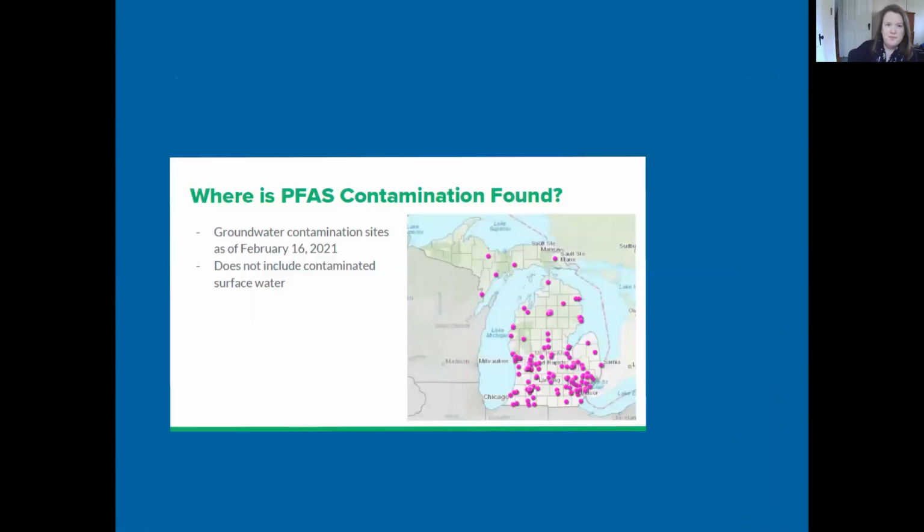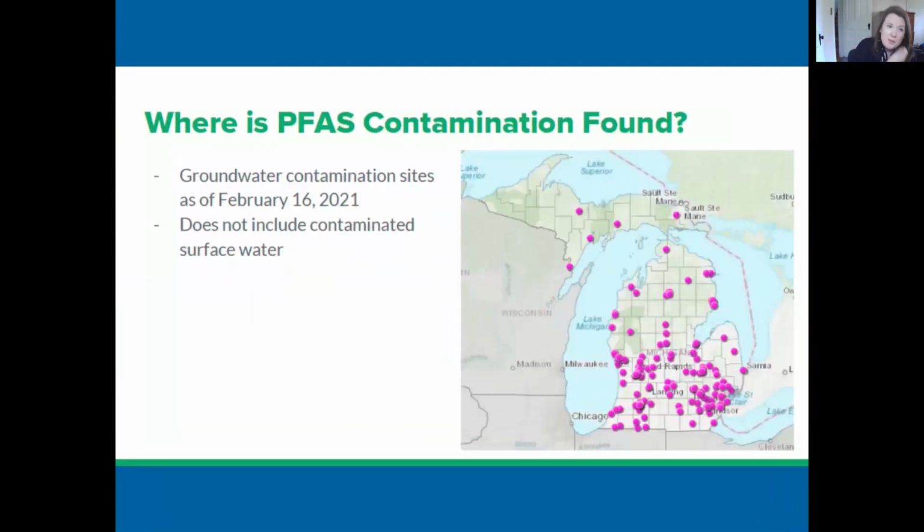There we go. So we talked a lot about PFAS before, and so I'm going to wrap up with a few slides on this. As you can see in this map, and this is from February of this year, and it keeps changing, there are a number of groundwater contamination sites in the state of Michigan. This doesn't include contaminated surface water sites like the Huron River, which is the drinking water source for the city of Ann Arbor, and the contamination that's a problem there.